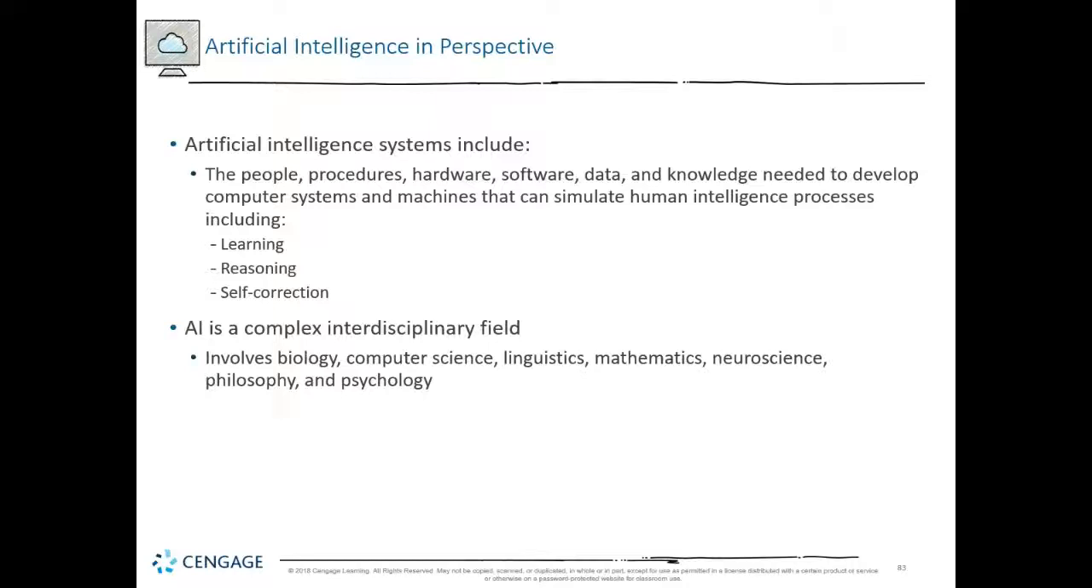AI is a complex interdisciplinary field. It involves biology, computer science, linguistics, mathematics, neuroscience, philosophy, and psychology.